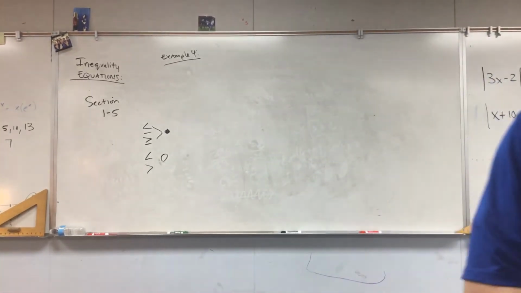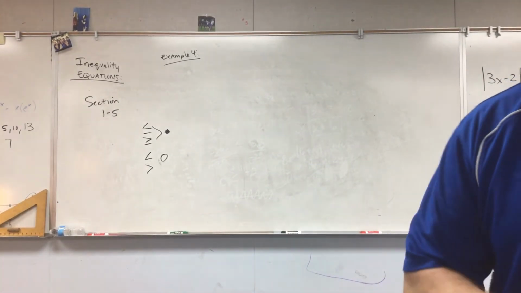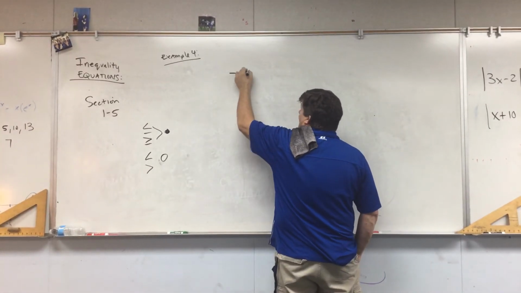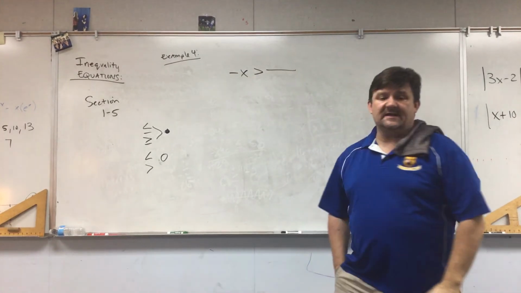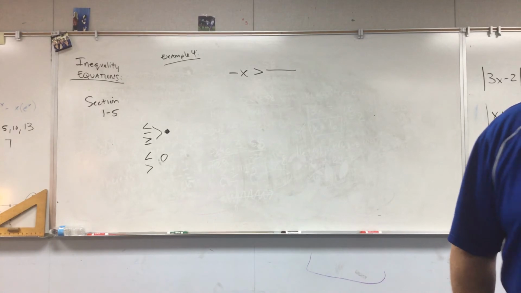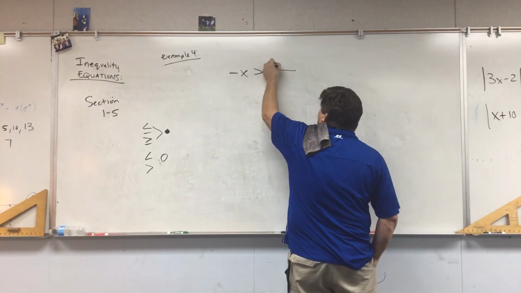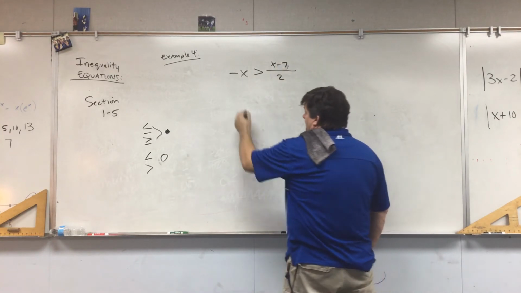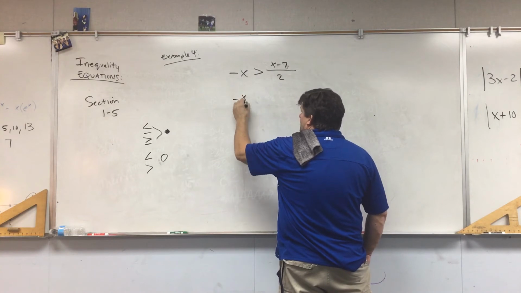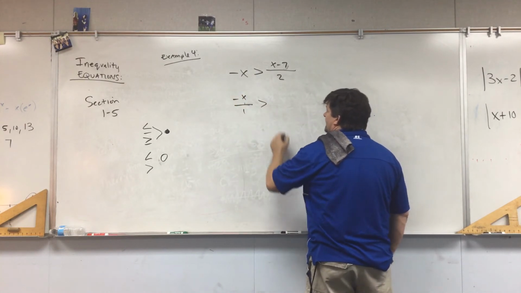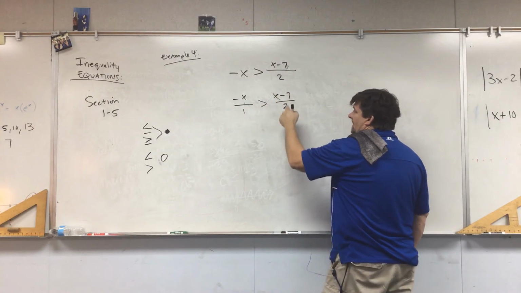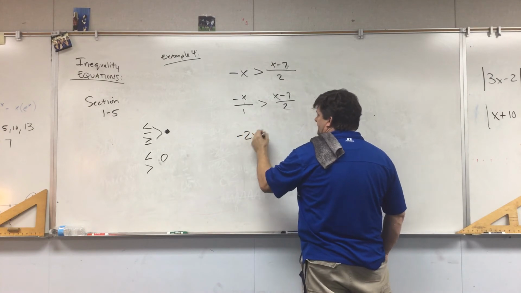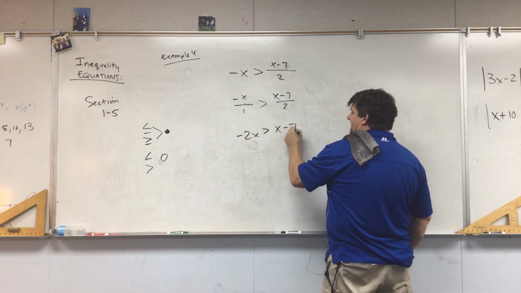We'll do one more here, guys, just to practice it a little bit. So negative x is greater than x minus 7 over 2. So again, let's set up our ratio. We have a greater than sign, x minus 7 over 2. Bottom right denominator, top left numerator, negative 2x is greater than or equal to x minus 7.